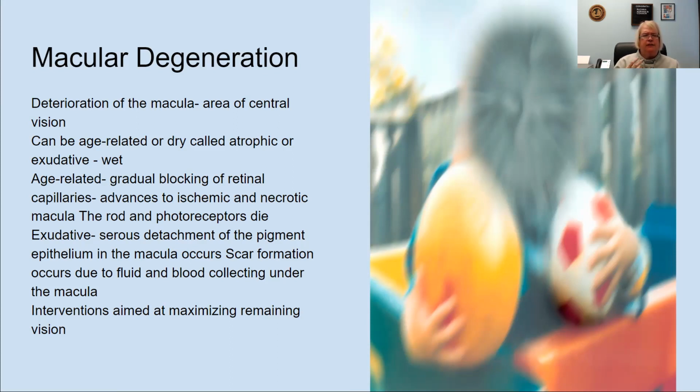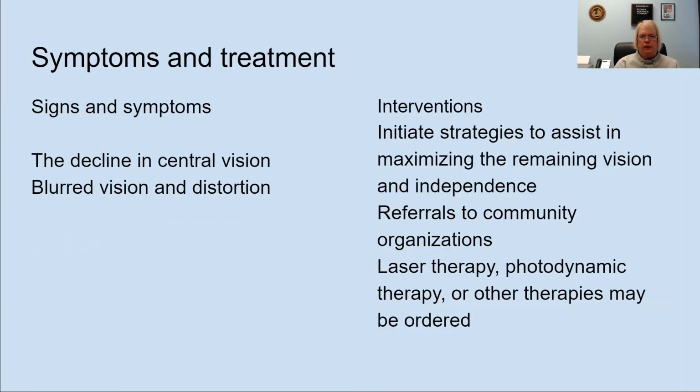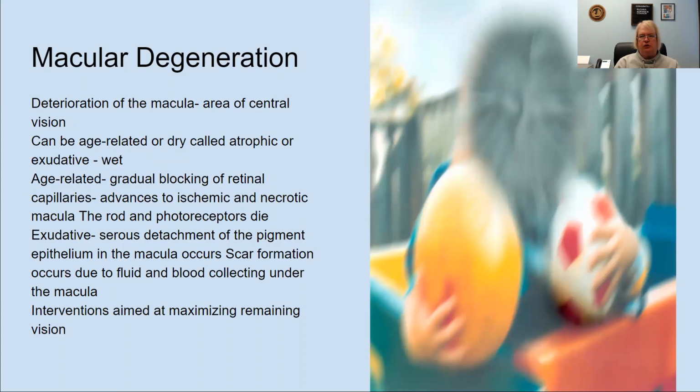The exudative is a serous detachment of the pigment epithelium to the macula, and scar formation occurs due to the fluid and the blood collecting under the macula. The interventions for this is maximizing the remaining vision. The picture you're seeing is what a patient with macular degeneration would see. So the signs and symptoms are a decline in central vision, blurred vision, and distortion. And if you look at this picture, you can see just how the central vision is really not there, and what is there is very blurred.